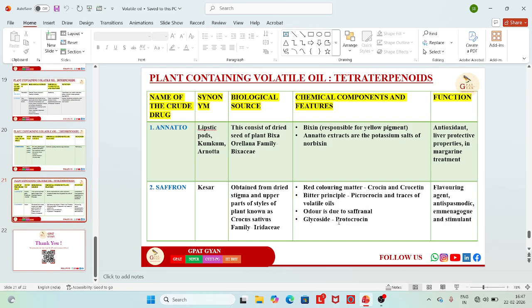And the tetraterpenoids are the annatto. Annatto gives bixin. Bixin we get from annatto. And the saffron. Saffron has multiple features and chemical constituents. Go through it well. And I have given many questions from the saffron also. I hope you can memorize it well now. Thank you everyone.